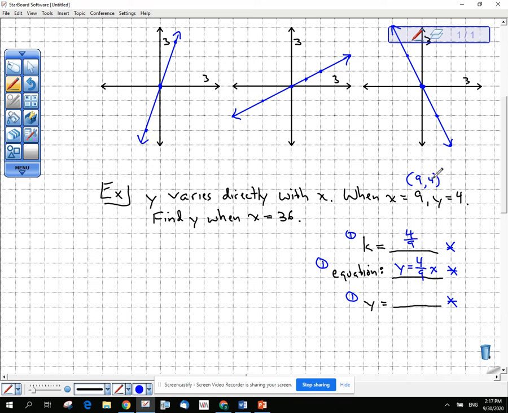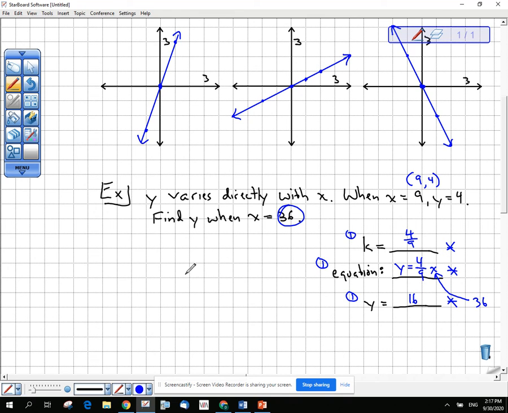And then again, what we did was we divided the y by the x, 4/9. Okay, so then to answer the final question, which is really what we're trying to get to, you're going to plug that 36 in for x, this 36 in for x. And that would be 16, wouldn't it? 4/9 of 36. 36 divided by 9 is 4 times 4 is 16.